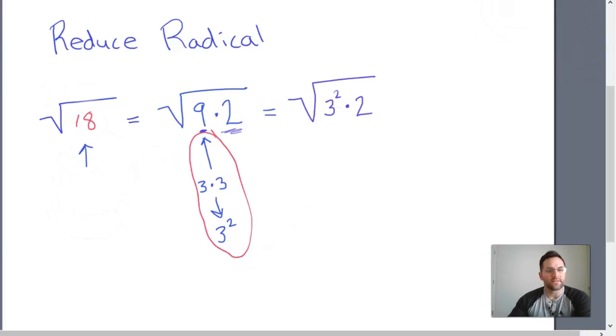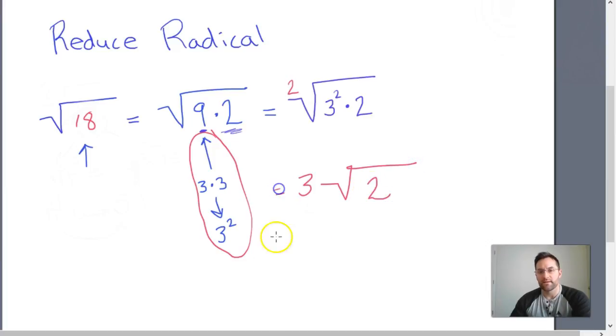Now what do we know about this radical? Remember, the index is what? A 2, isn't it? When we don't write an index there, it's assumed to be a 2. So it's the square root. Well, this is 3 squared, right? So the square root of 3 squared is 3, right? So we're going to bring that 3 out. Now we have 3 times the square root of 2.